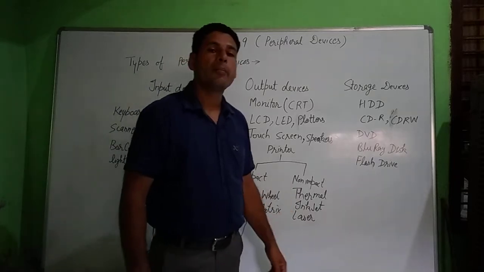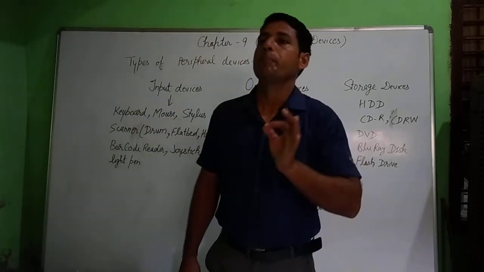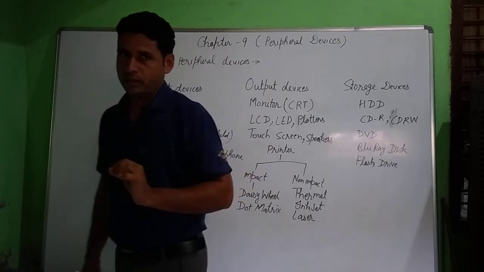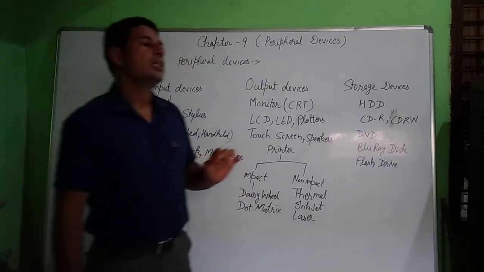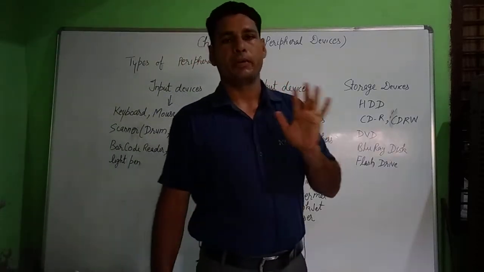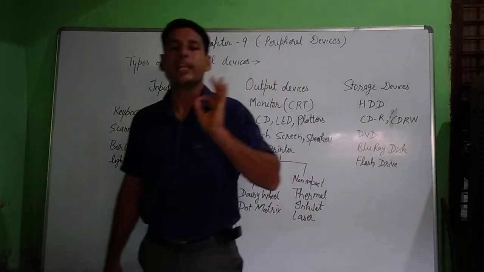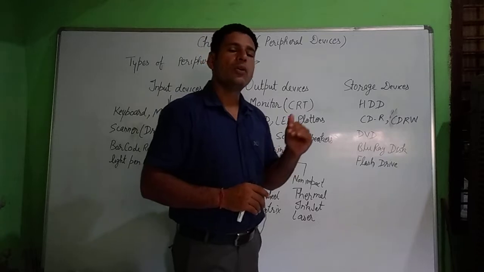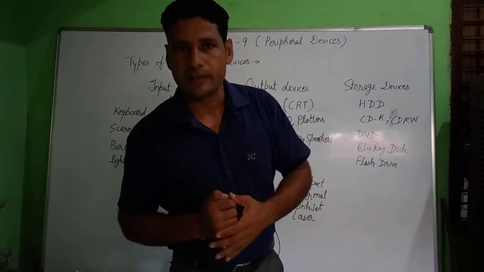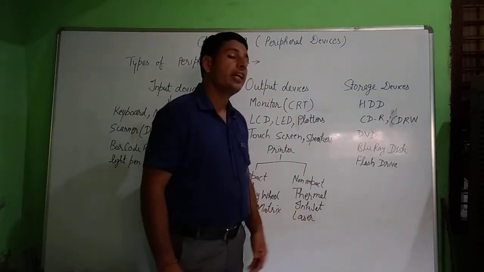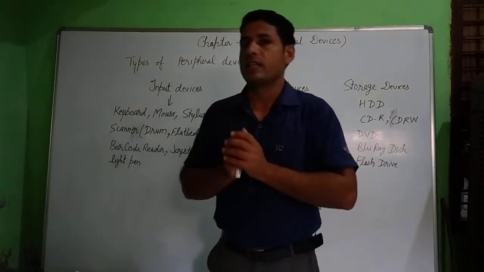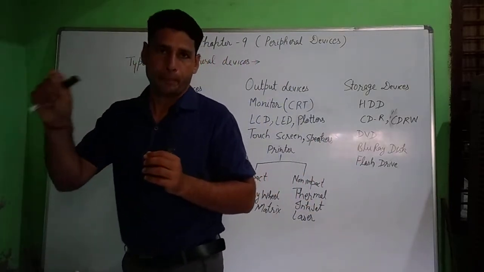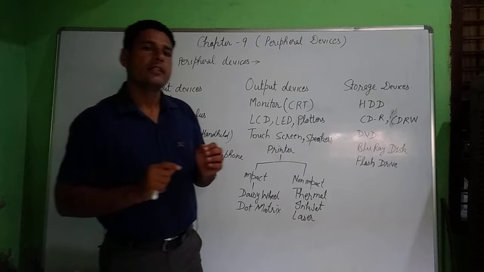First is thermal. There is a special paper used for that, and that paper is heat-sensitive paper. So by heating, you can print your data in this type of printer. Next we are having inkjet. Inkjet printers work like a spray.